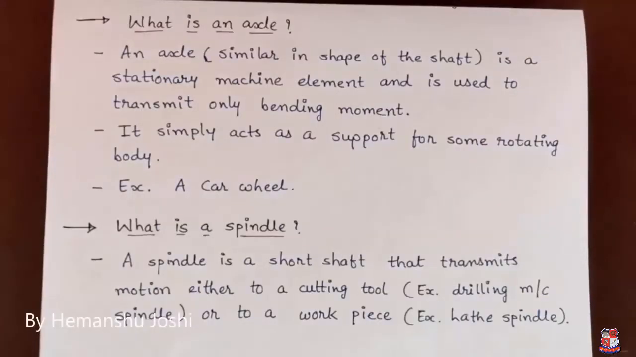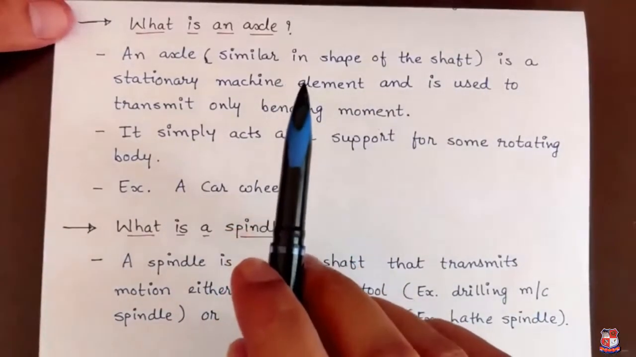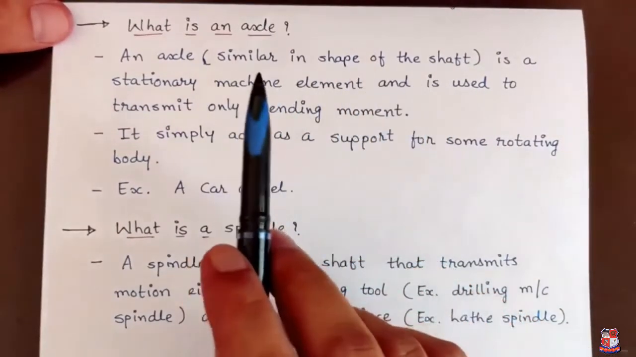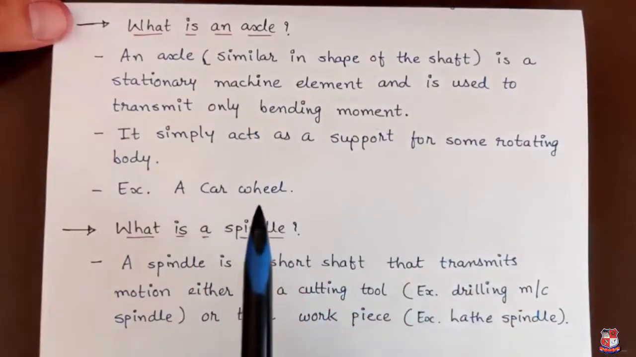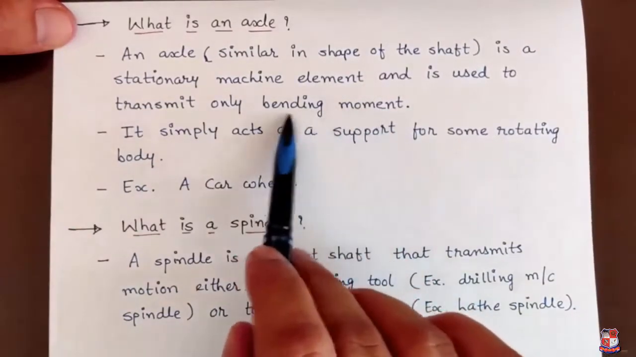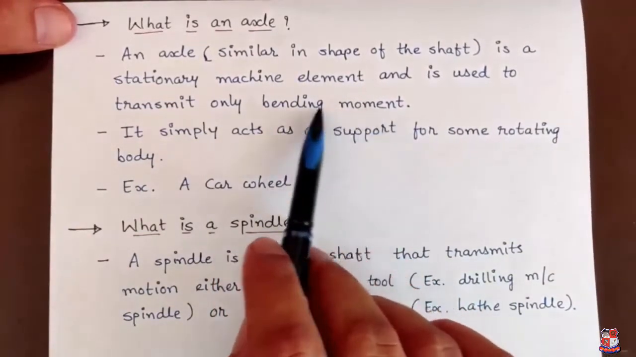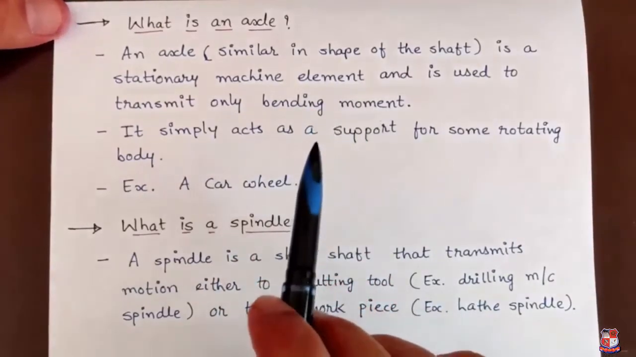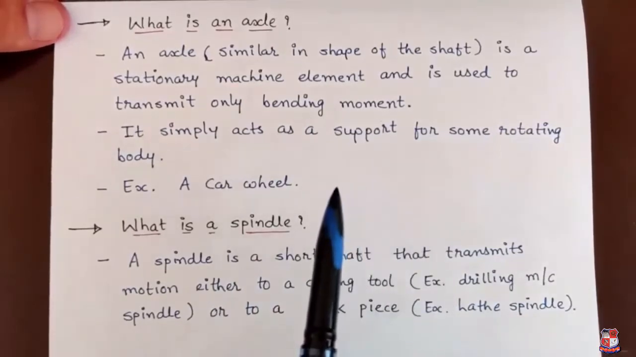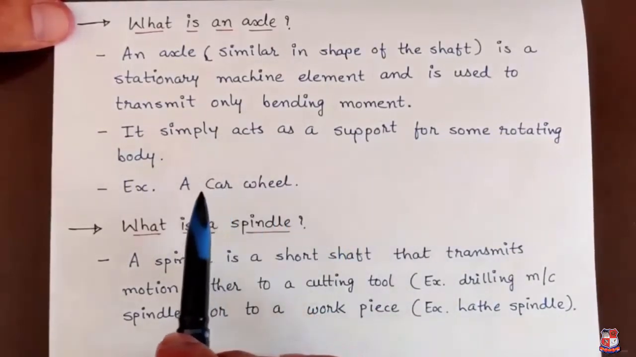When we start learning design of a shaft, we come across 3 words, that is shaft, axle and spindle. So let us understand what is an axle. Now basically an axle is similar in shape to the shaft. So we can say that an axle is a stationary machine element and it is used to transmit only bending moment. You have to remember that it is used to transmit only bending moment. So we can say that it is simply acting as a support for some rotating bodies. And the best example of an axle is a car wheel.